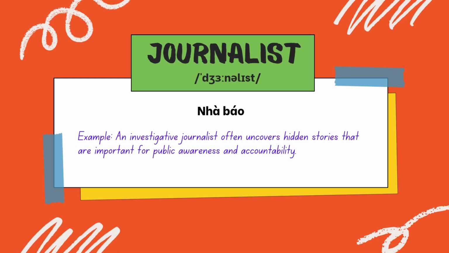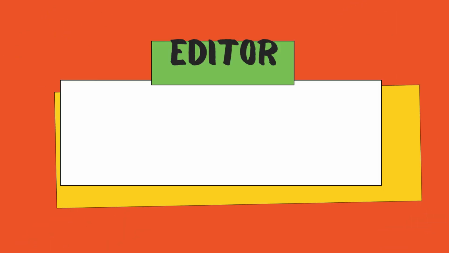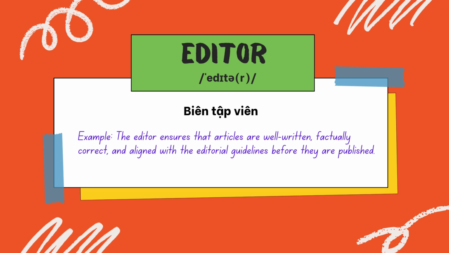Journalist, example. An investigative journalist often uncovers hidden stories that are important for public awareness and accountability. Editor, example. The editor ensures that articles are well written, factually correct, and aligned with the editorial guidelines before they are published.